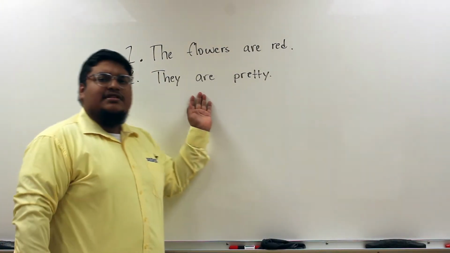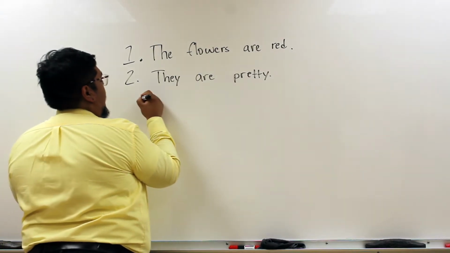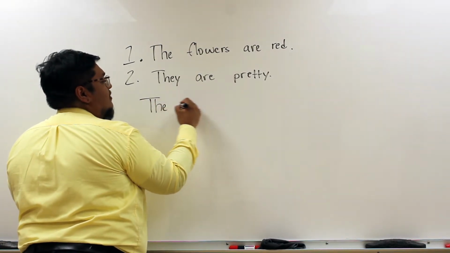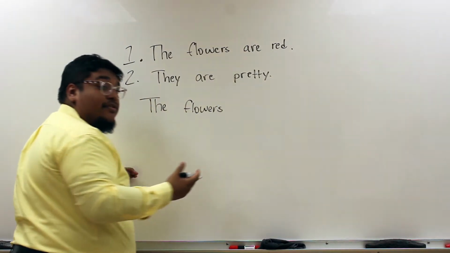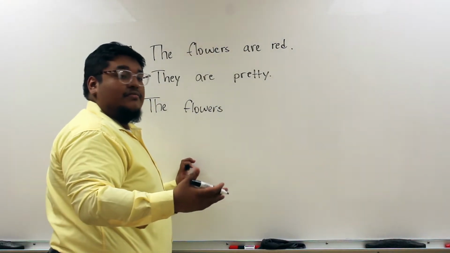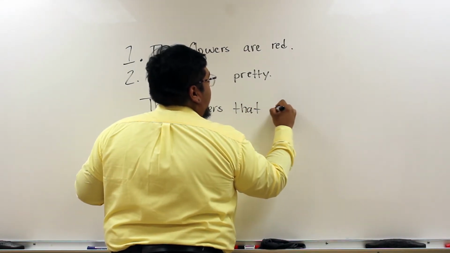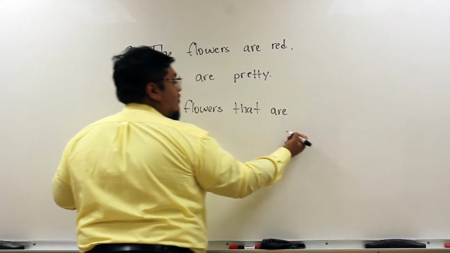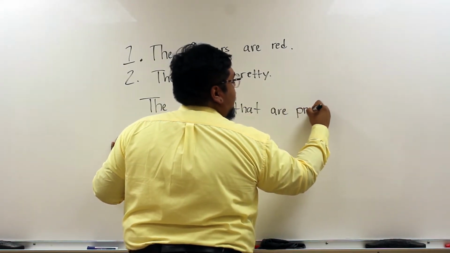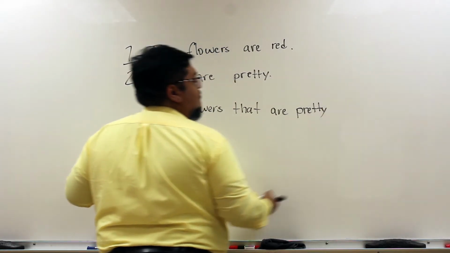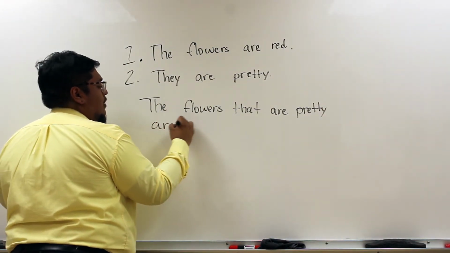Okay, so what are we talking about? They are pretty. Who's pretty? The flowers, right? So we can say the flowers. And remember, flowers, are they a person or a thing? They're a thing. So we say the flowers that are pretty are red.